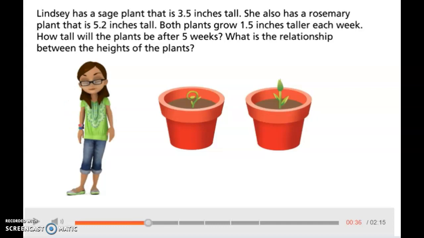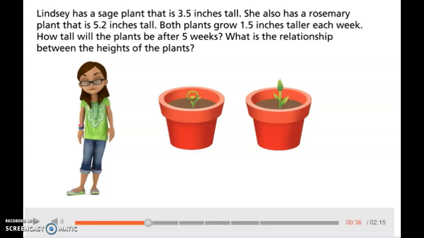So the first thing we want to do is look at this problem and figure out exactly what it's asking us to do and the information we already know. We know that Lindsay has a sage plant that is 3.5 inches tall. So here's her sage plant, and it's 3.5 inches tall. She also has a rosemary plant that is 5 2/10 of an inch tall. Both plants are going to grow at 1.5 inches each week. So they are growing at the same rate. Nothing is different with the plant growth.